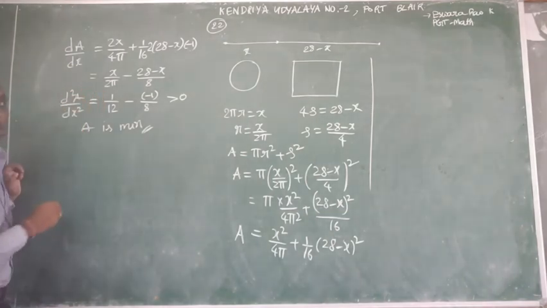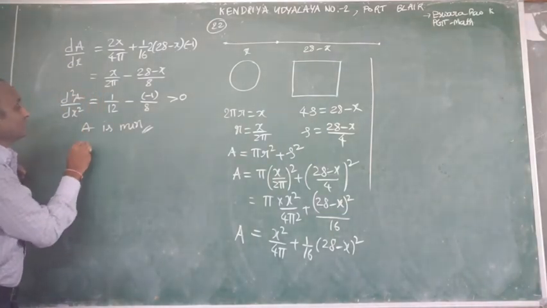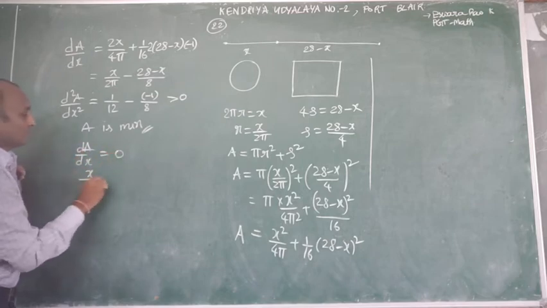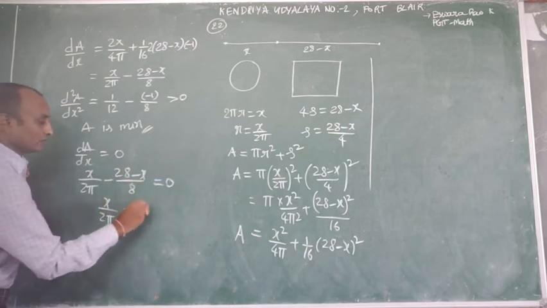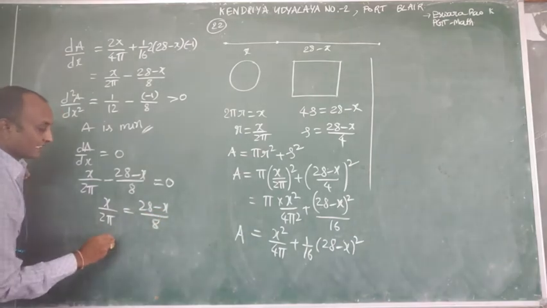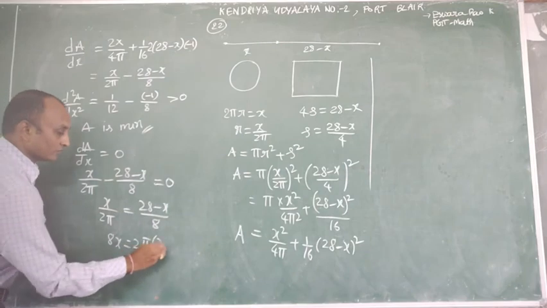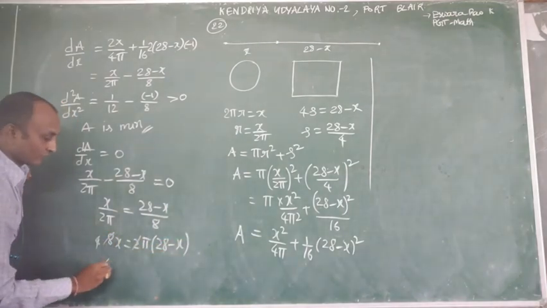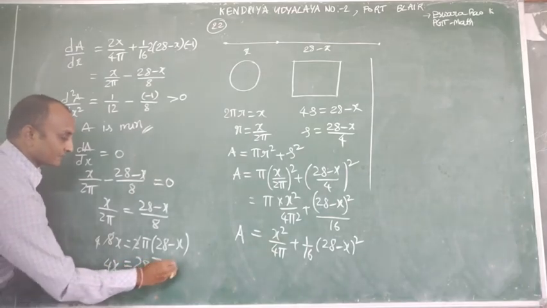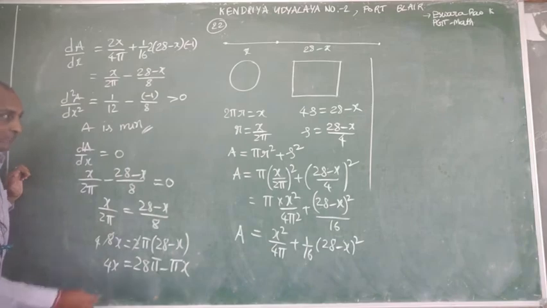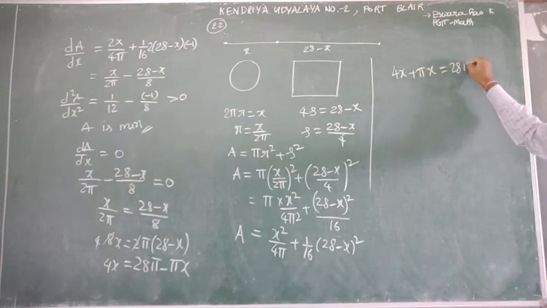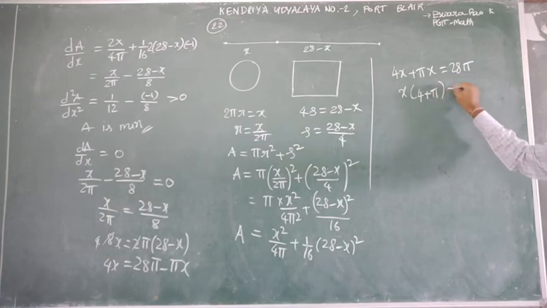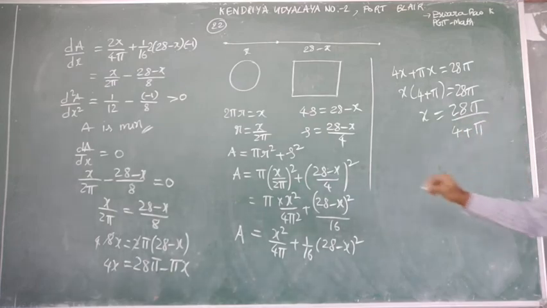Now we find out the x value, because the dimensions of each piece are needed. So dA by dx equated to 0, which is x by 2 pi minus 28 minus x by 8 equal to 0. So x by 2 pi is equal to 28 minus x by 8. So 8x is equal to 2 pi into 28 minus x. 2 gets cancelled, 4x is equal to 28 pi minus pi x. Simplification: 4x plus pi x is equal to 28 pi. Take x common: x into 4 plus pi is equal to 28 pi. So x is equal to 28 pi by 4 plus pi, the one piece. The x value we got.